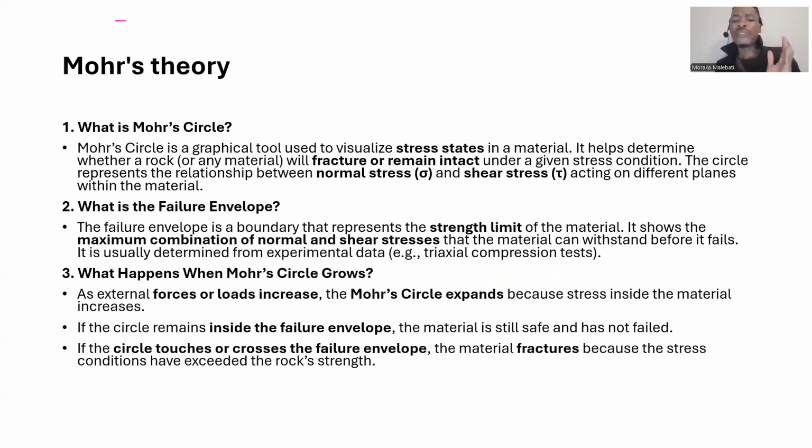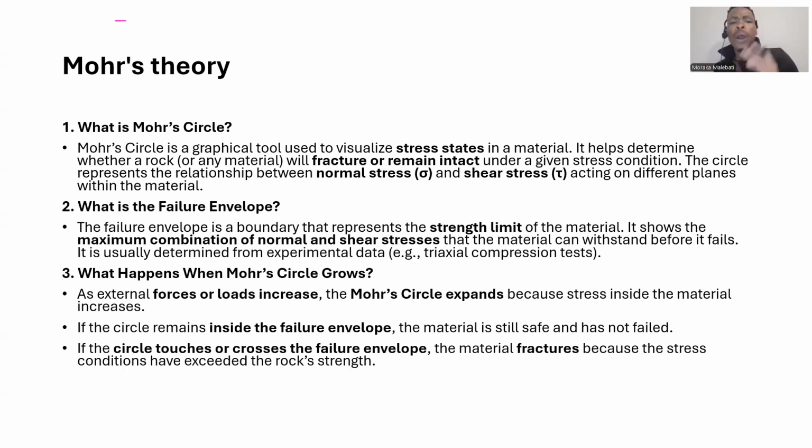But what is the failure envelope? The failure envelope is that line which I showed you. Should the Mohr cycle touch that, then the failure starts to happen. It means the material will fracture because it's no longer intact. So the failure envelope is a boundary that represents the strength limit of that material. For as long as the Mohr cycle does not exceed that limit, the material is intact. It shows the maximum combination of the normal and shear stresses that the material can withstand before it fails. It is usually determined from experimental data, that is to say the triaxial compression test.